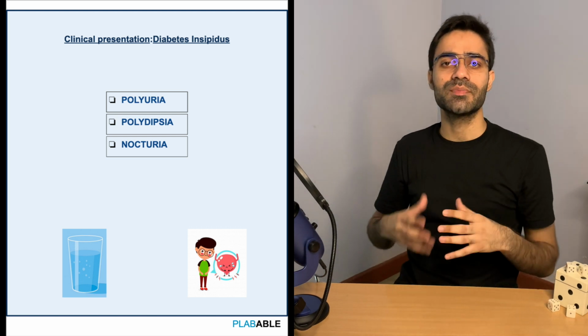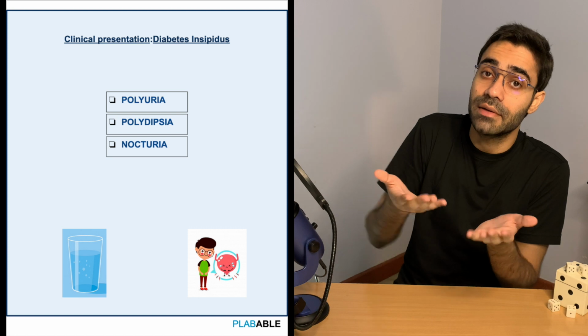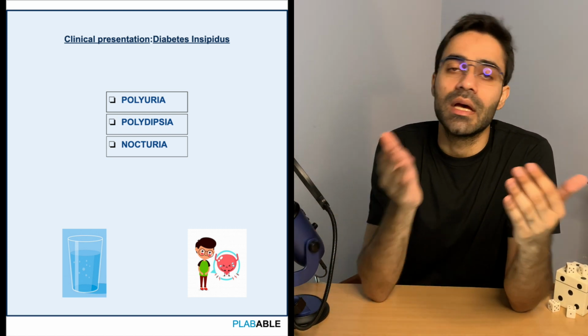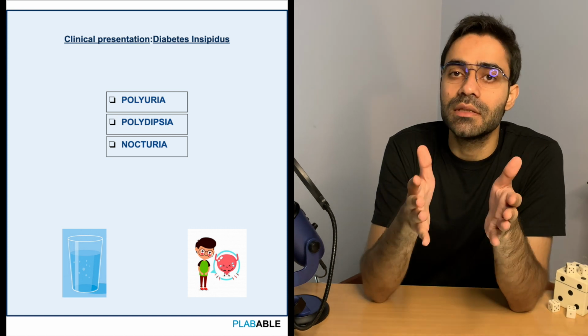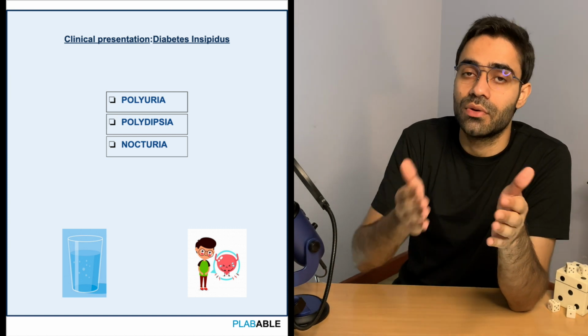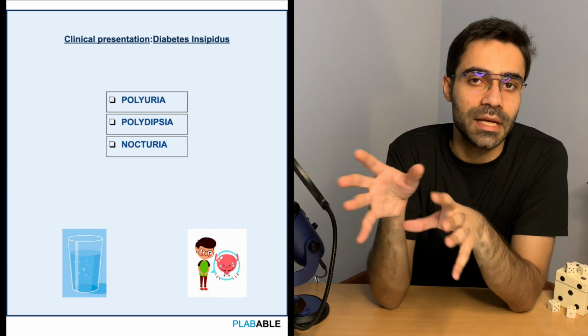Now, if a patient has polyuria, it naturally makes sense that the patient will also increase his intake of water. So there's polyuria and polydipsia. Due to polyuria, the person will get up in the middle of the night to pass urine, so it leads to nocturia as well. So this is one of the clinical features of diabetes insipidus.